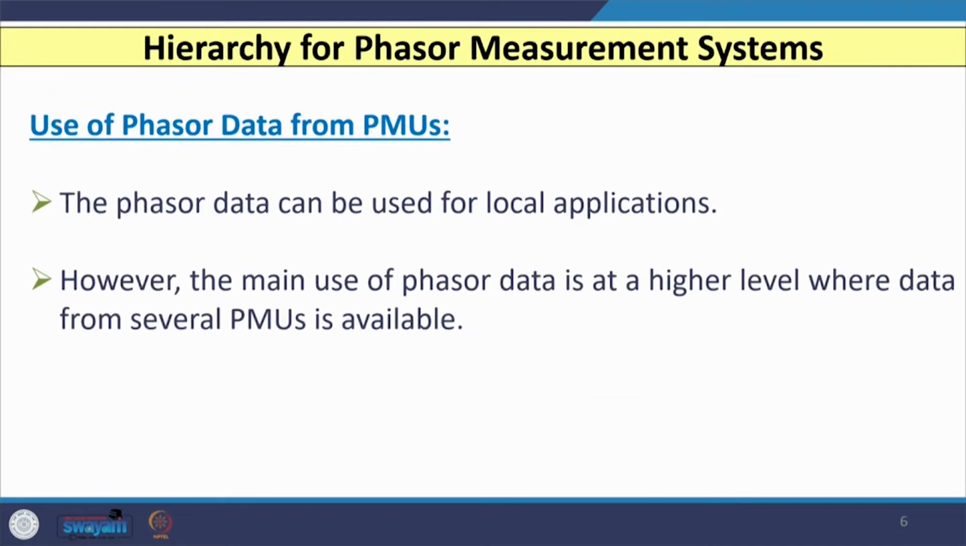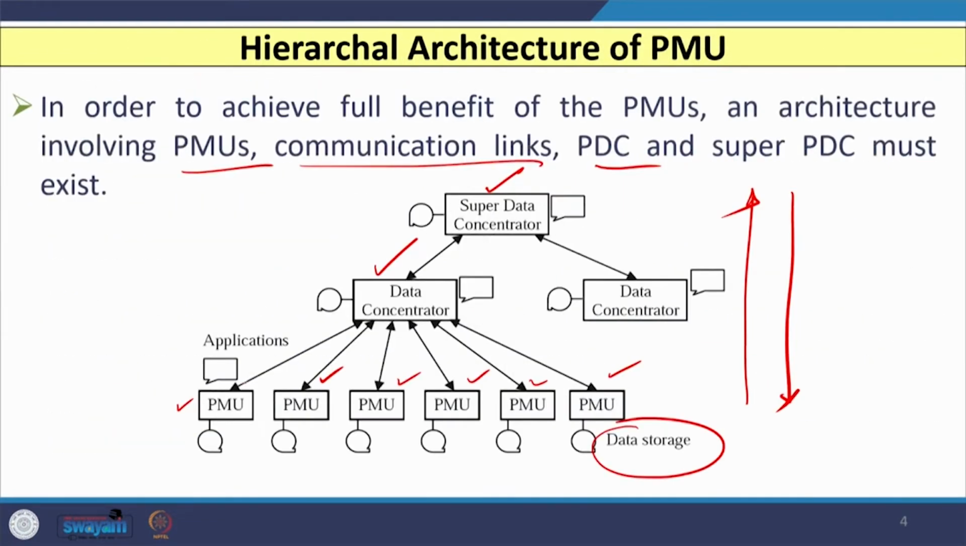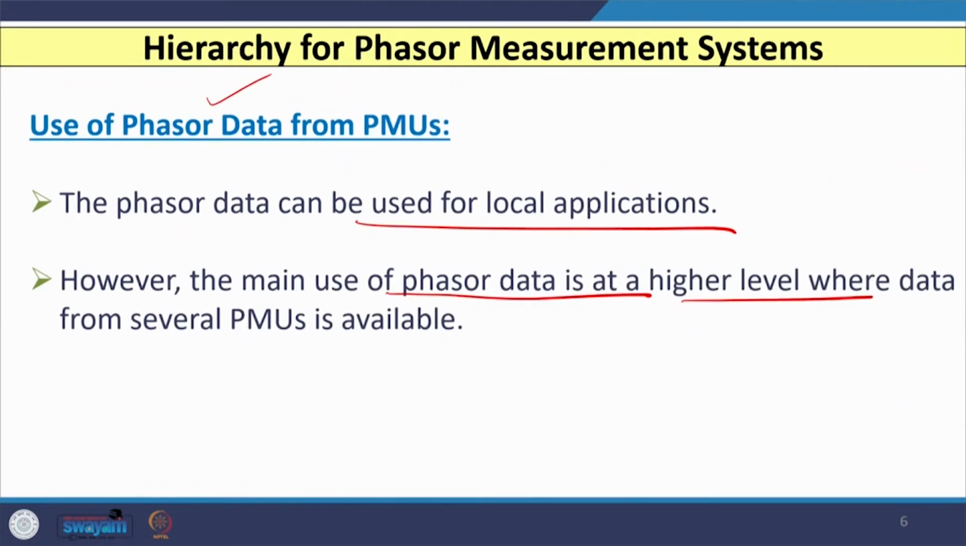Now, let us see what is the use of phasor data from the PMUs. So, the phasor data can be used maybe for local applications. However, the main purpose of the phasor data that is available from the PMUs is at a higher level, at the PDC level, where the data from several PMUs are available. So, as I told you, when different PMUs, let us say these are PMUs 1, 2, 3, 4, 5, 6, the data of all these PMUs are available in this data concentrator. So, the main function of this phasor data is at the higher level, that is at the PDC level.